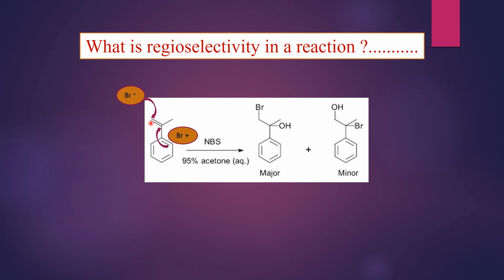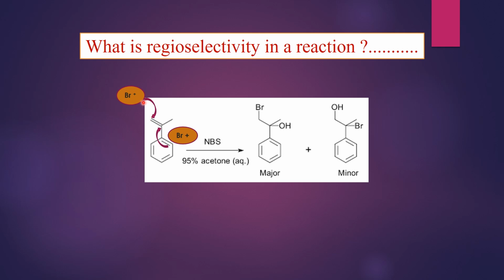That is regioselective. It is selective to the region. So here we can see that in this reaction, the bromonium ion is selective to this carbon atom. That means the bromonium ion attacks here preferably to get this product as the major product. When the bromonium ion attacks here, the double bond is shifted, giving a negative charge here and a positive charge here, and to this positive charge the OH minus ion attacks, and hence this is the major product.